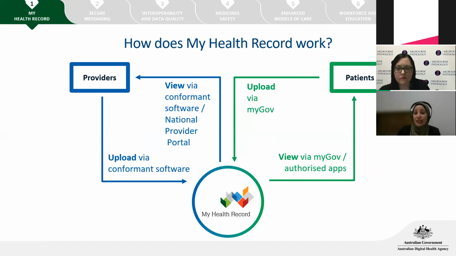In terms of accessing the My Health Record, a healthcare provider can view a person's My Health Record through their clinical information system. So this would have, again, undergone a conformance process. And then through the clinical information system, they can also upload information. And then there's also, in the case where the clinical information system isn't yet connected, the option to access a person's My Health Record through the National Provider Portal.